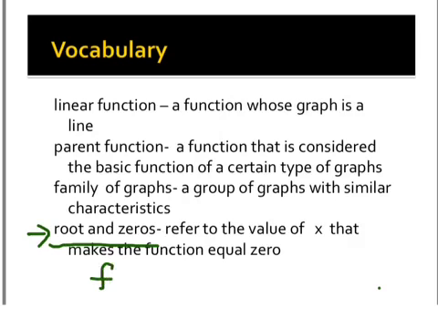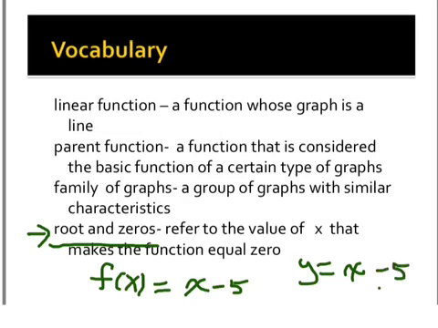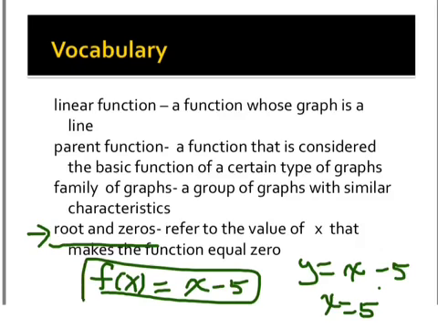So if I had the function f of x equals x minus 5, what would make f of x equal 0? I know some of you would rather see it like this: if I had y equals x minus 5, what would make y equal 0? I'm sure everybody can see that if x is equal to 5, this whole thing would go kaplooey. y would equal 0. And indeed, 5 is a zero of the function f of x equals x minus 5.